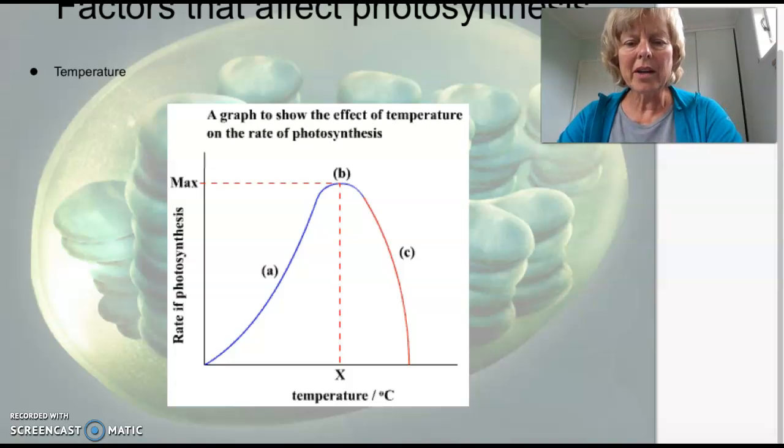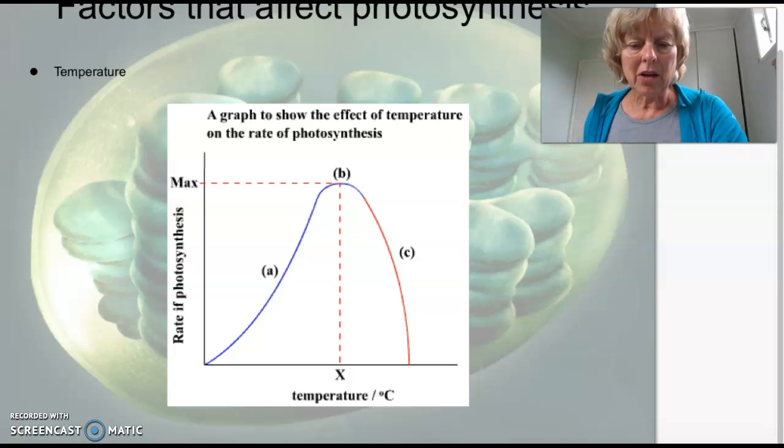This time I would like to talk to you about factors that affect photosynthesis. That's a very common question that comes up in tests much or more often than actually having to explain the process. So here in this diagram you see the effect of temperature, and the reason temperature affects photosynthesis is because photosynthesis is an enzyme-driven process.